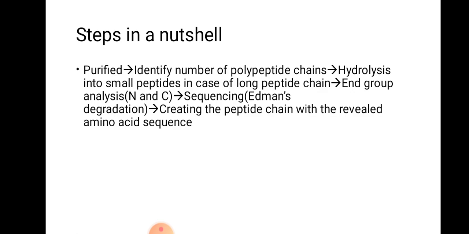First the protein sample is purified, and then using dansyl chloride we identify the number of polypeptide chains, and we hydrolyze it to small peptides using chemical or enzymatic cleavage, and then we analyze the N terminal and C terminal ends, using carboxypeptidase A and B for the C terminal, and for the N terminal 3 methods: dansyl chloride, Sanger's reagent, Edman's degradation. The entire protein is sequenced using Edman's degradation method, and the complete sequencing is done by comparing overlaps of different sets of fragments.